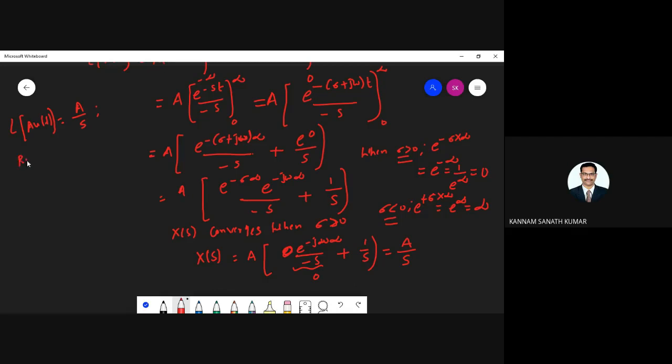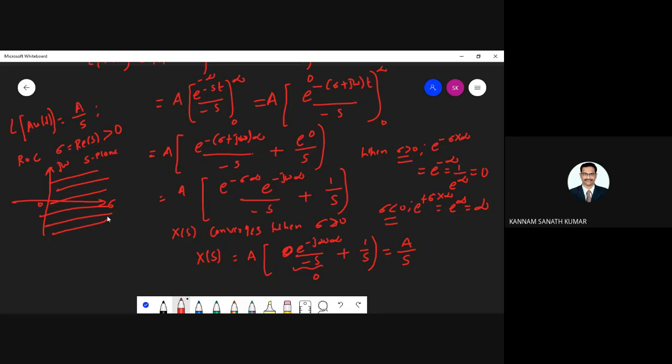So what is ROC? Region of convergence. ROC is nothing but sigma, the real part of s, greater than 0. If you see the s plane, this is j omega, the imaginary part, and this is the real part. This is the s plane, and this is 0. So what is ROC? Sigma greater than 0. The given function converges, or has a finite value, when sigma is greater than 0.